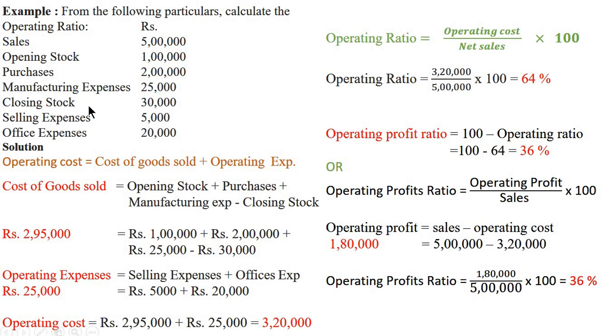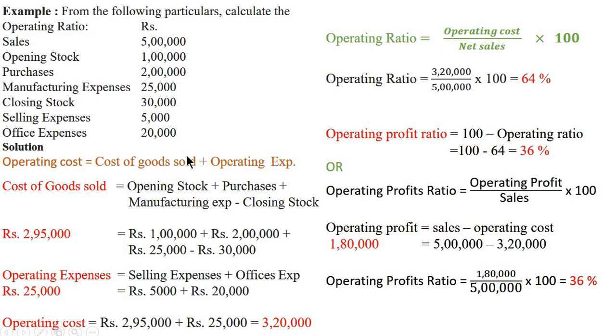From the following particulars, calculate operating ratio. The sales is given 5 lakh rupees, opening stock, purchase, manufacturing expenses, closing stock, selling expenses and office expenses are provided. They are asking to calculate operating ratio. The formula for operating ratio is operating cost divided by net sales into 100. So here how to ascertain this operating cost. Operating cost is equal to cost of goods sold plus operating expenses.